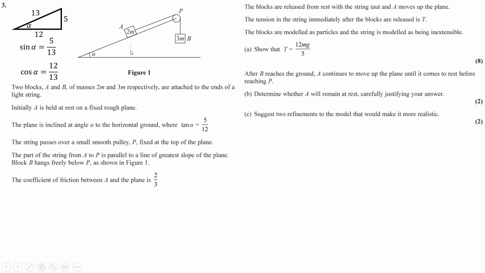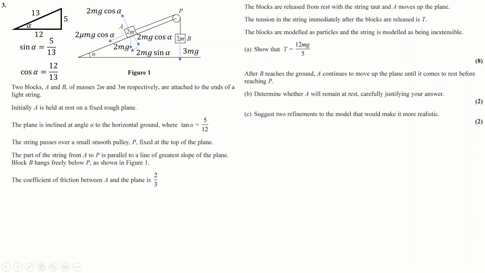We have 2mg going downwards here. We have 2mg cos theta here, 2mg sine theta there. We have reaction force is the same as this one here. We have a frictional force, which is R, the reaction force, times mu. I don't know whether they've told me what mu is. They've told me it's 2/3. Good, I'll fill that in later.